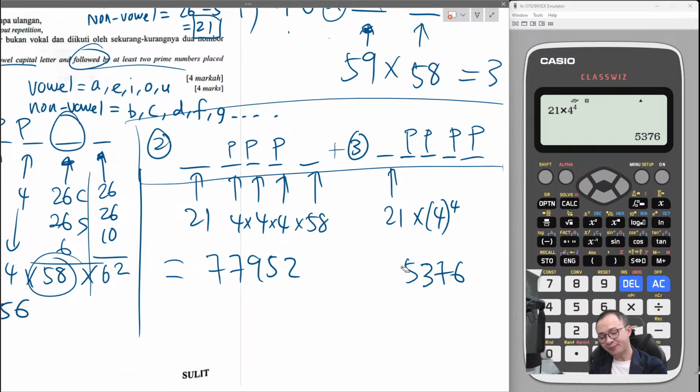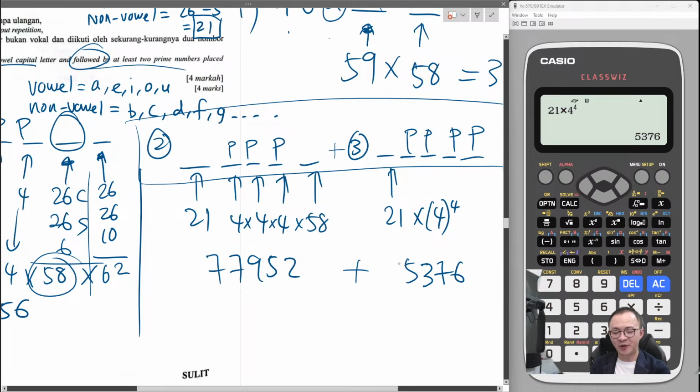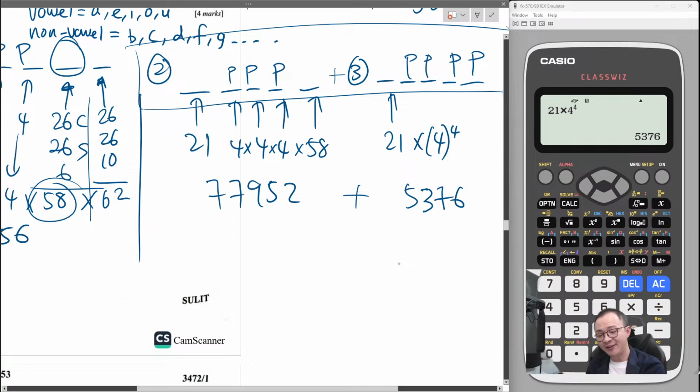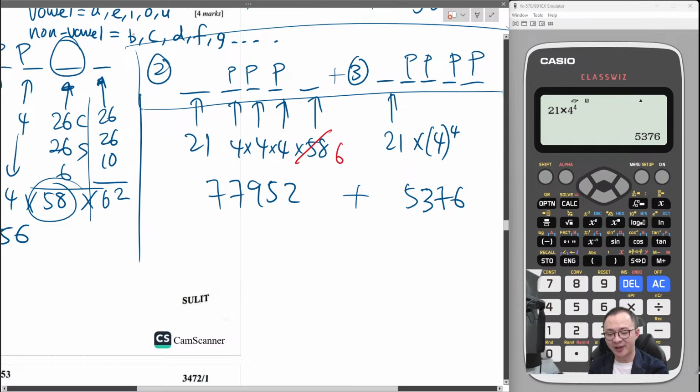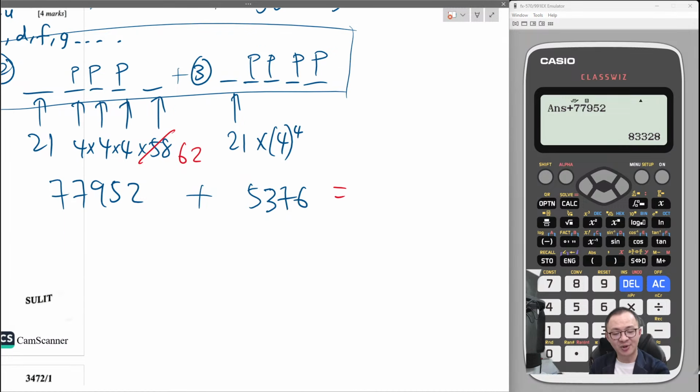5376. Okay, just now I said if you want to combine, then this one you can straight away take 62. Let's see what happens if I combine. I literally get this one, right? 83328. So if you combine the last one, you straight away do 62 times 4 times 4 times 4 times 62. You can straight away get this number. So you no need to separate case 2 and case 3.